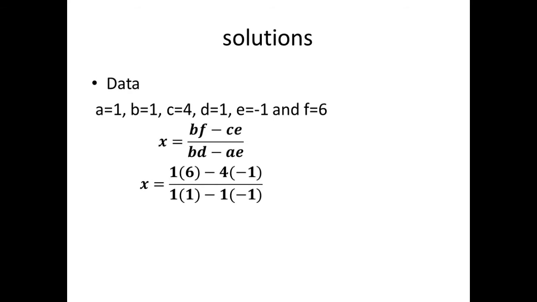If you multiply 1 times 6, that is 6, minus 4 times -1, that is -4. So 6 minus -4 gives you 10. So you have 6 plus 4 over 1 plus 1, which is 10 over 2. So the value of x is equal to 5. We've learned how to find the value of x using Cramer's rule. Let's also look at how to find the value of y using the same Cramer's rule.